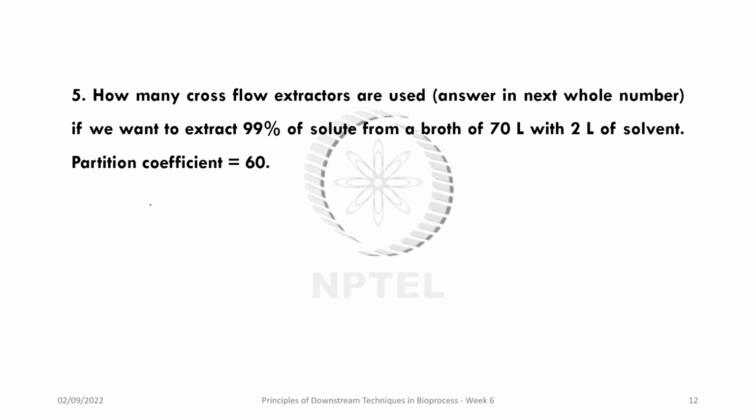First, list out the given. Broth, the feed, is 70 liters, correct? And the solvent is 2 liters. Partition coefficient K is 60. Let's take a minute. I would love it if people can come up with an answer for this.